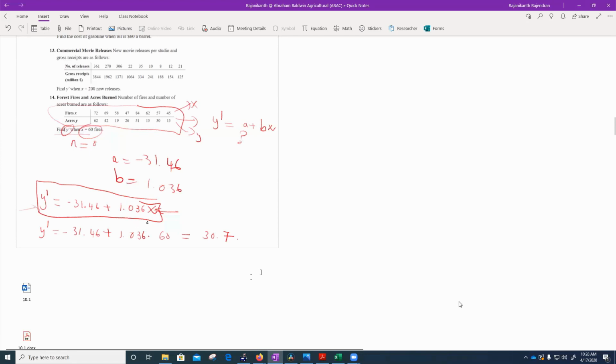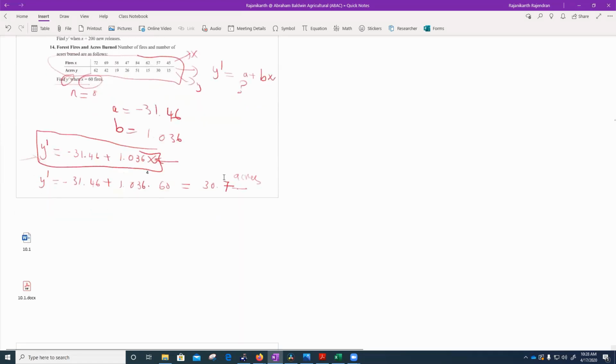So if you want, you could put the units here. What is the unit for my Y prime? So Y values are acres, right? This is just area. So if you want, put the unit. So like that, you need to.